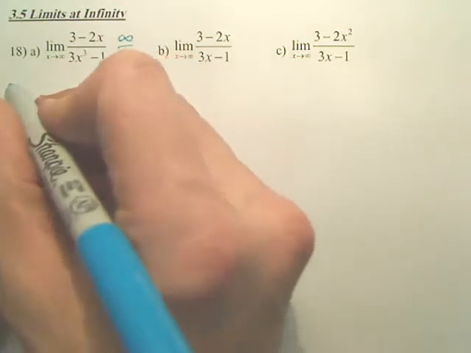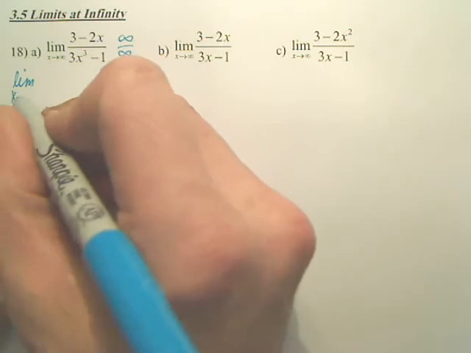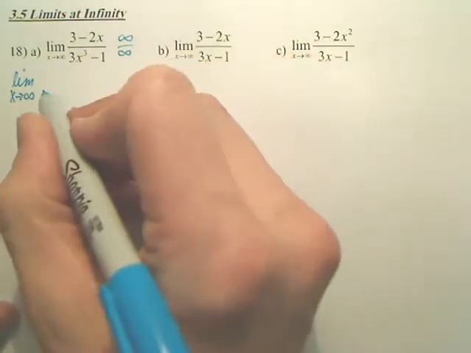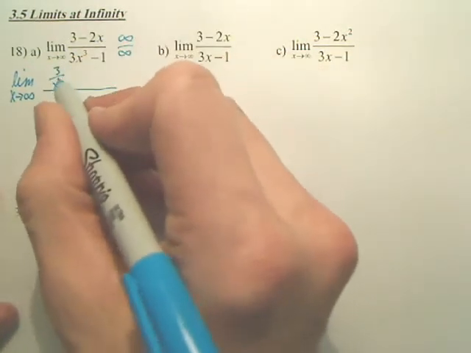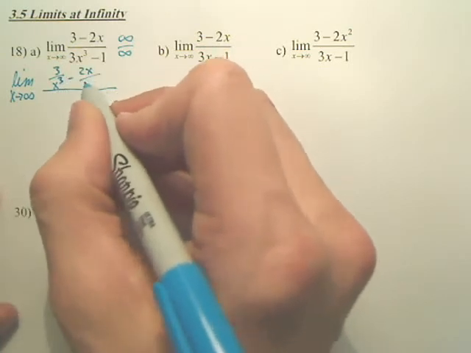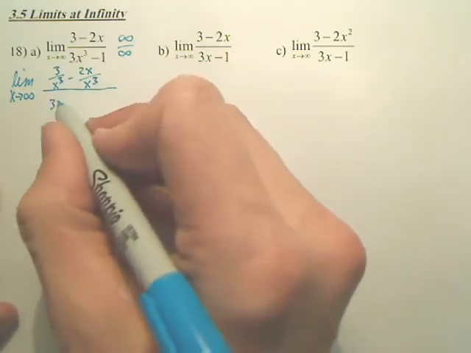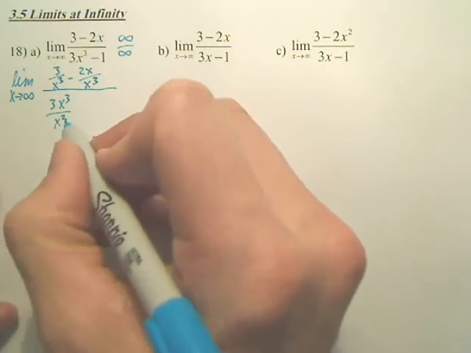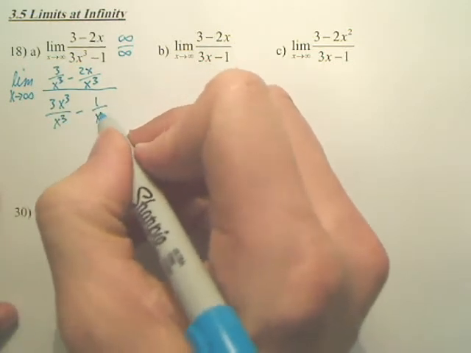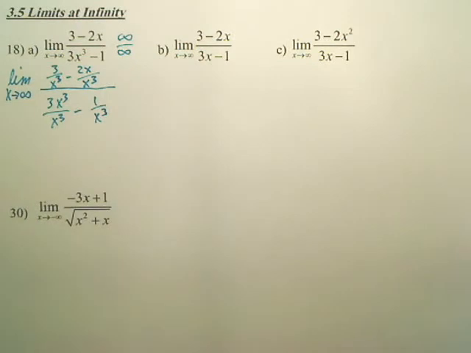X cubed. So the limit as x approaches infinity, you're going to have 3 over x cubed minus 2x over x cubed, over 3x cubed over x cubed minus 1 over x cubed. Now, why can we do that? Basically, we're multiplying top and bottom by the same thing. You're multiplying by a fraction. Got it? You can always multiply top and bottom by the same thing, and that's what we just did.